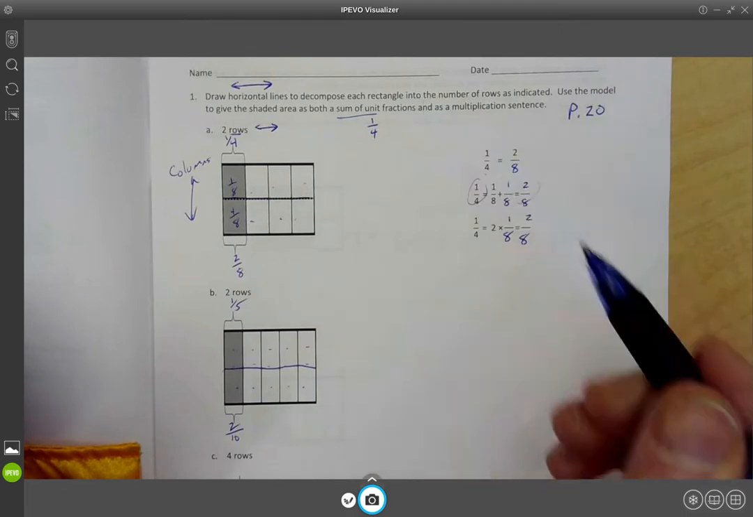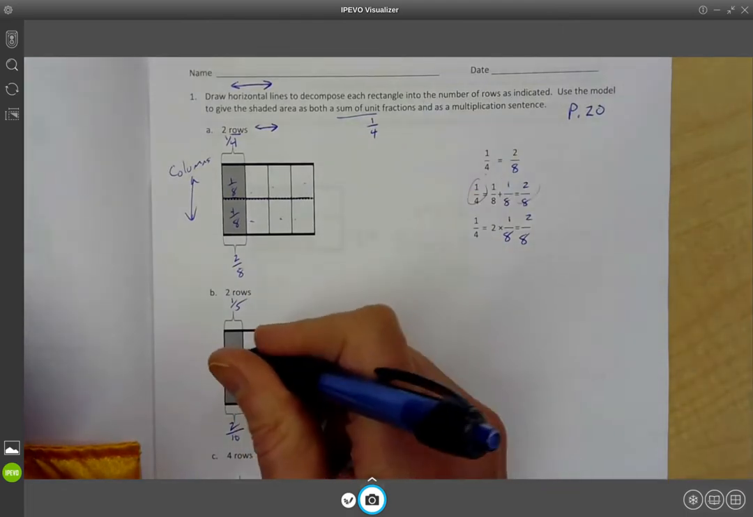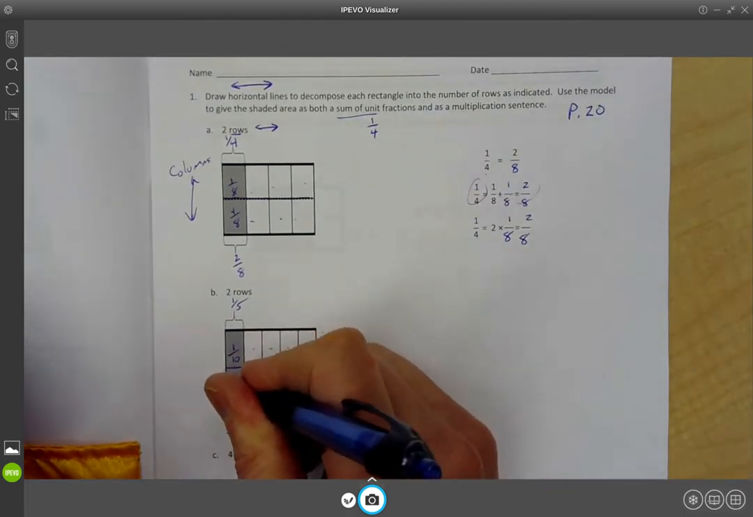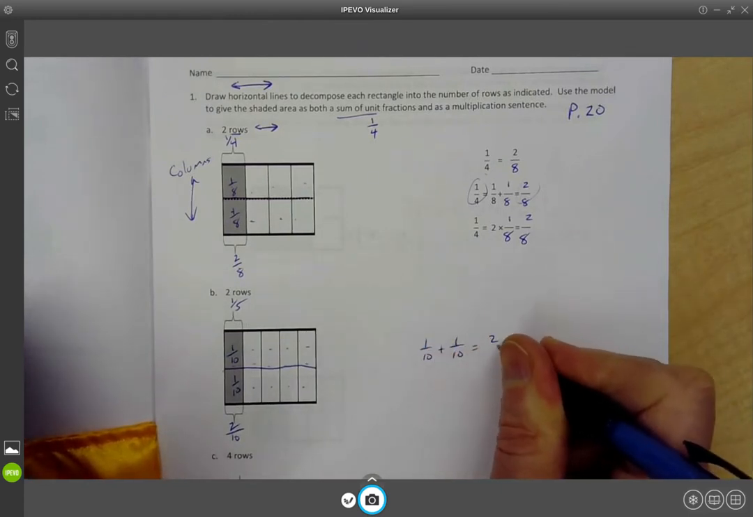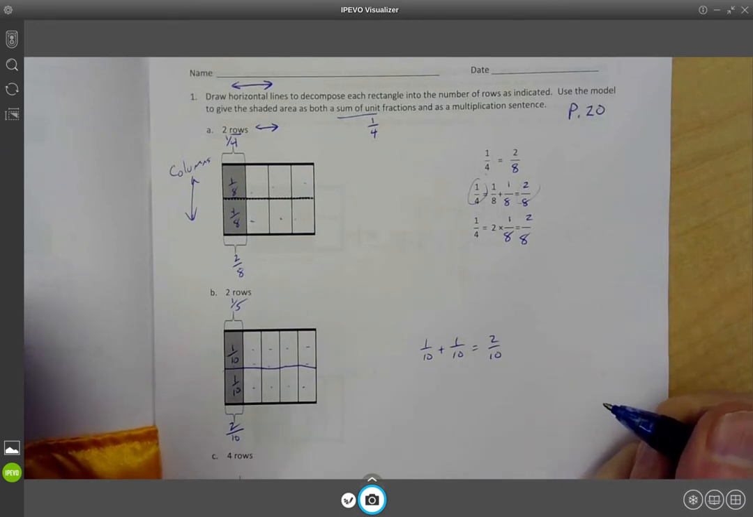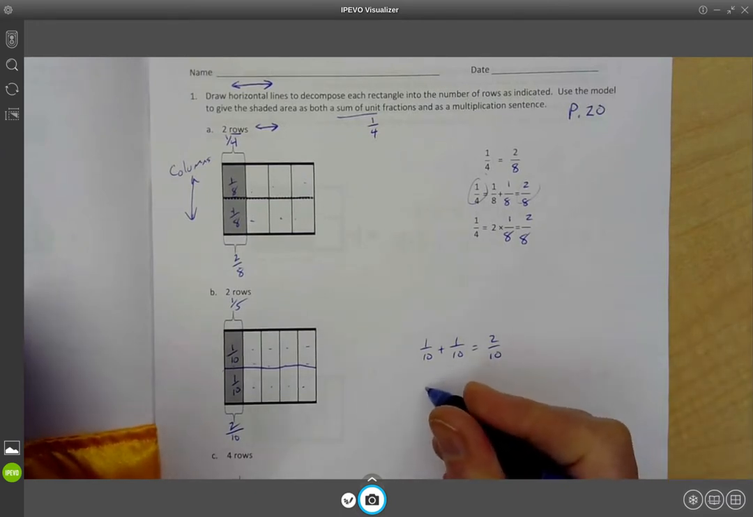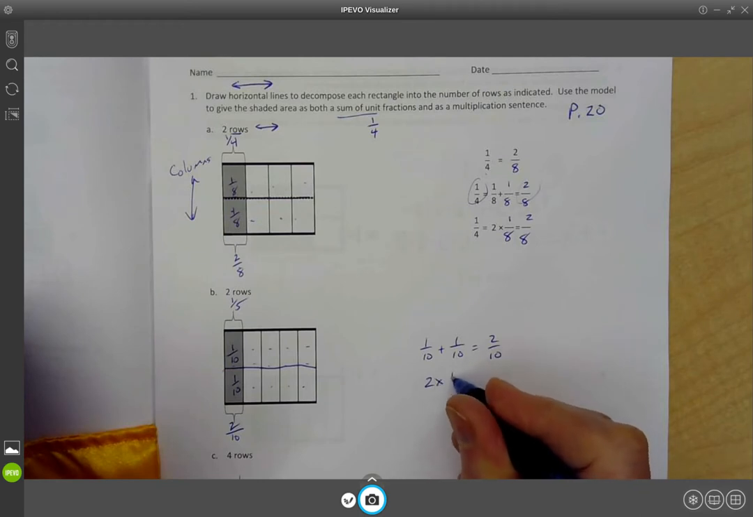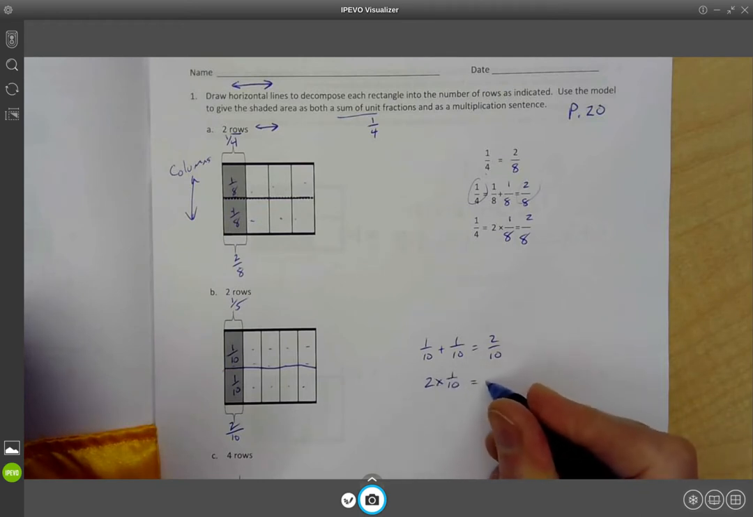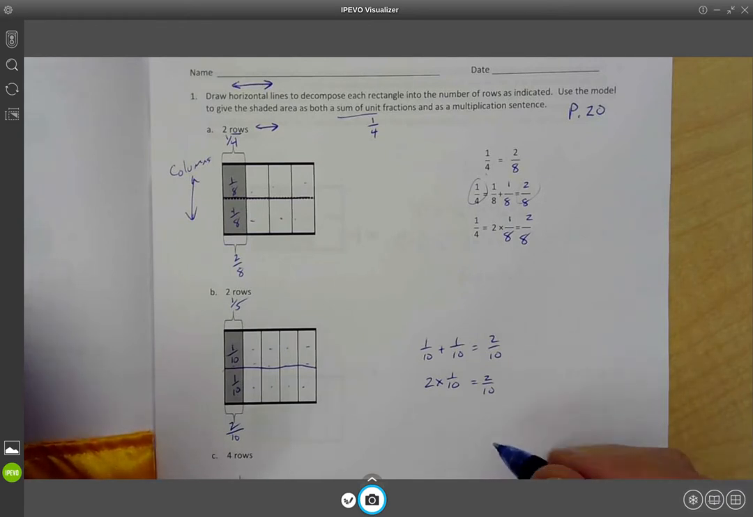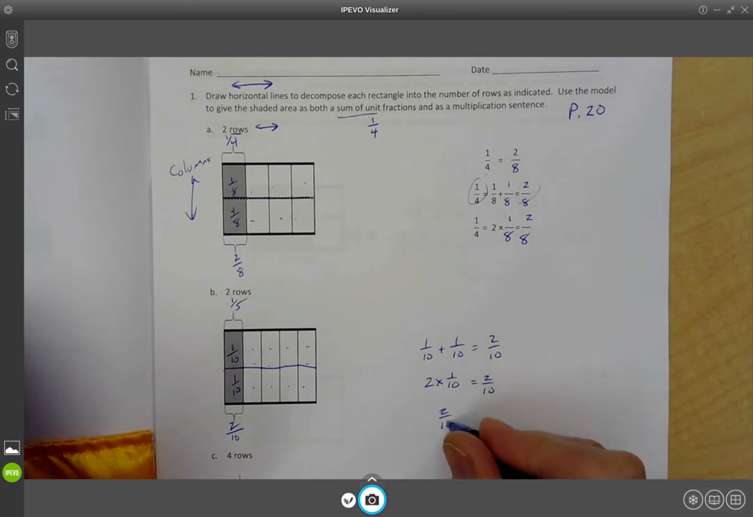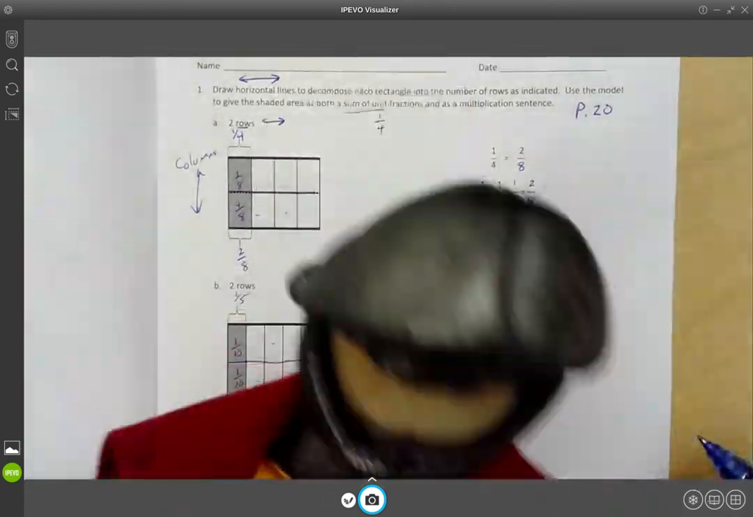Now, we have to do all these things. The sum of the unit fractions. This is a 10th and this is a 10th. So 1/10 plus 1/10 equals 2/10. And then the multiplication. We have 2 of them. 2 of those 1/10 equals 2/10. Yes, very good. And 2/10 is equal to 1/5. They are equivalent! Equivalent!